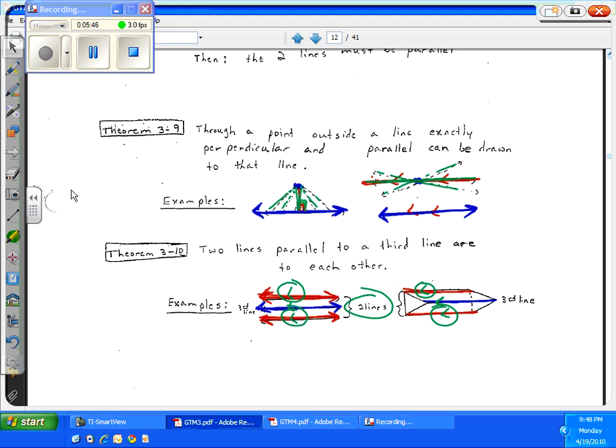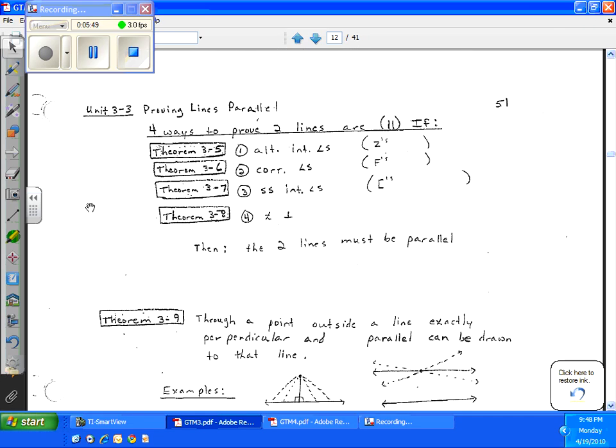So, conclusion. There's 4 ways to prove that two lines are parallel. They are if alternate interior angles are equal, if corresponding angles are equal, if same side interior angles are supplementary, or if a transversal is perpendicular to both lines.